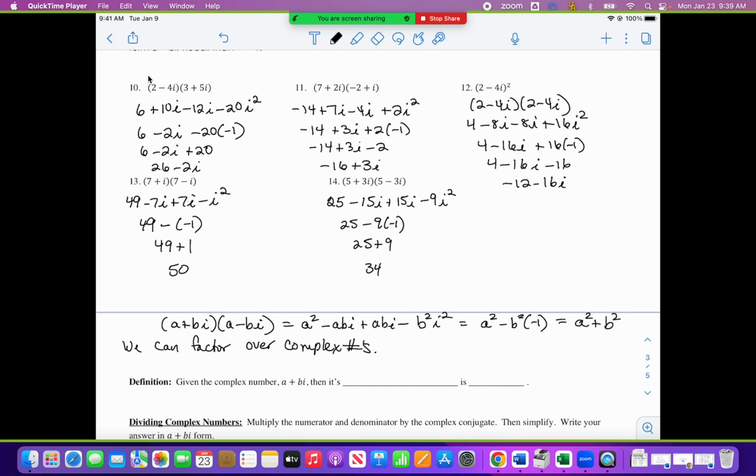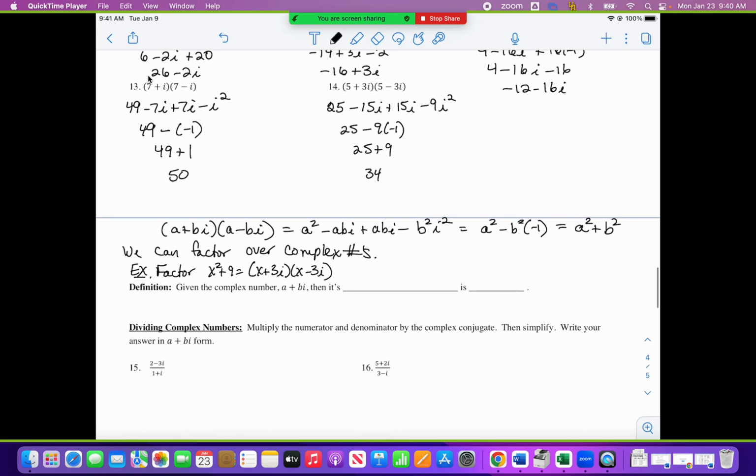Now we can factor over the complex numbers. For example, if you want to factor x squared plus 9, that's going to be x plus 3i, x minus 3i. Cool connection. We had not been able to do that previously, and it does not factor over the real numbers.